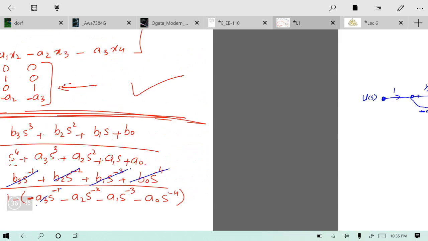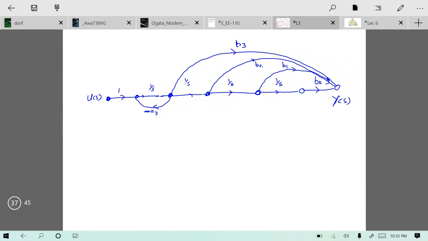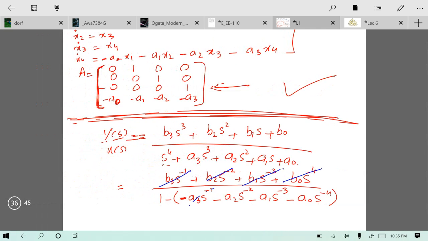Second term is minus a2 s minus 2. Loop is minus a2 s minus 2. So this is s minus 1, this is s minus 2. Take a pick of point over here, from here, and minus a2. So this complete loop has a gain of minus a2 s minus 2. So this term is also addressed.